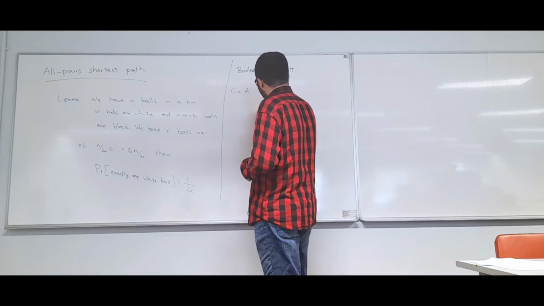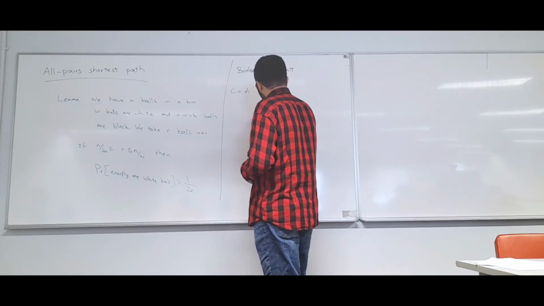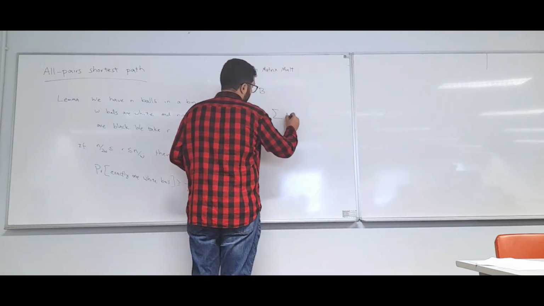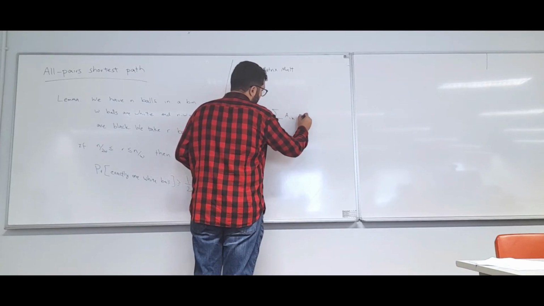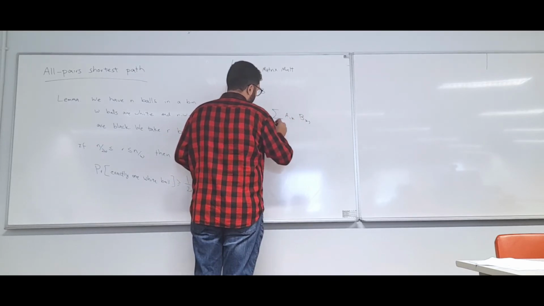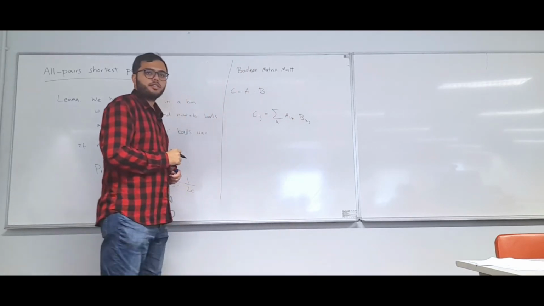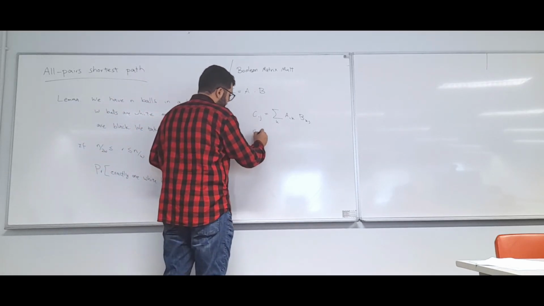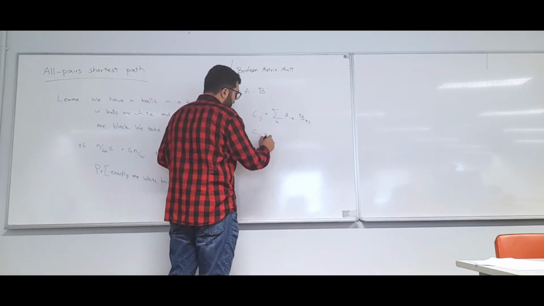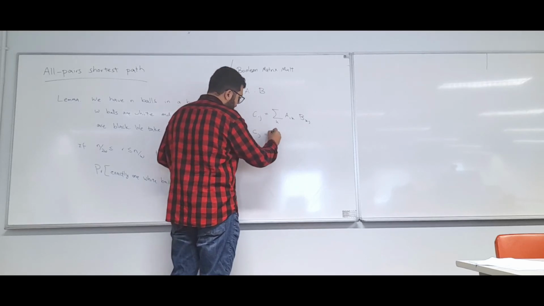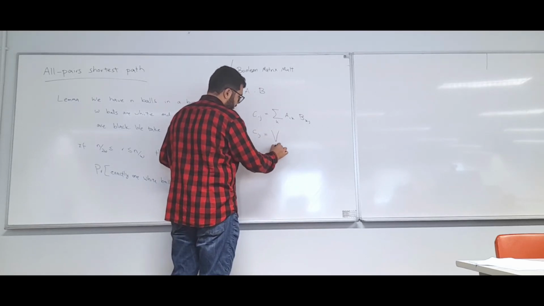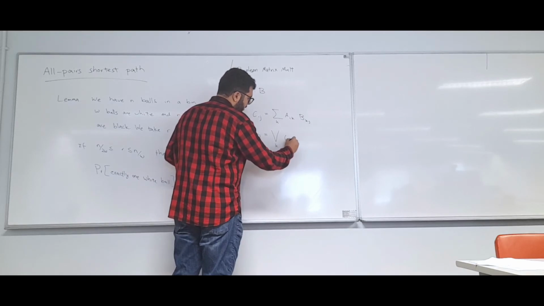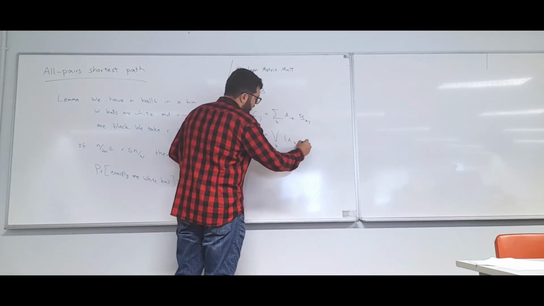Normally, if I was working with integers, I would just say that Cij is the sum of Aik times Bkj over all k, right? But now I want to work with Boolean values. So I want to say that Cij is, instead of taking a sum, I just take the OR over every k. And then instead of multiplying, I just take the AND.